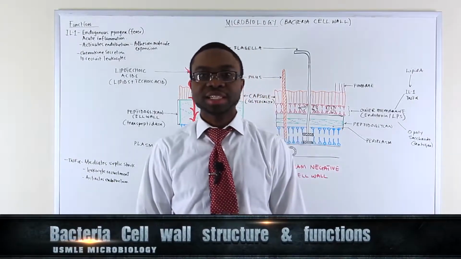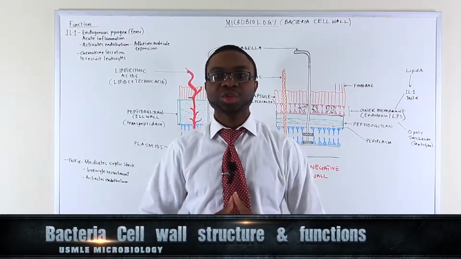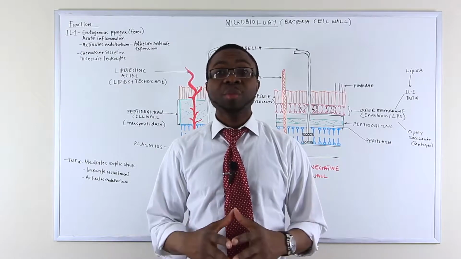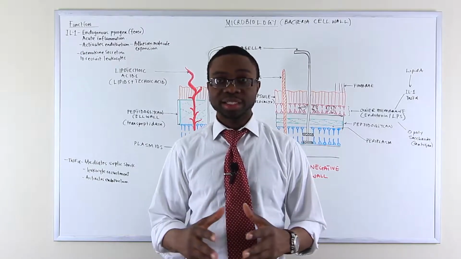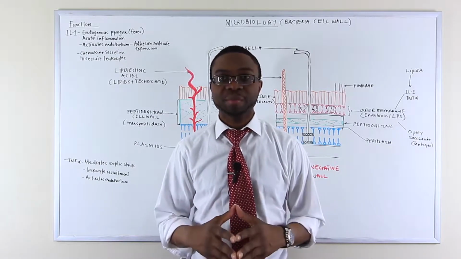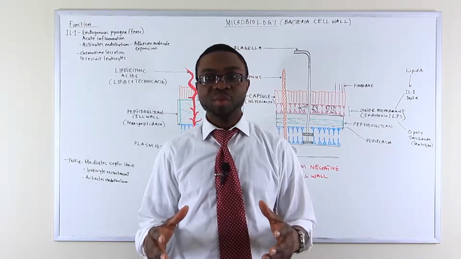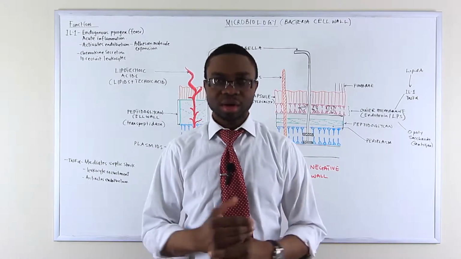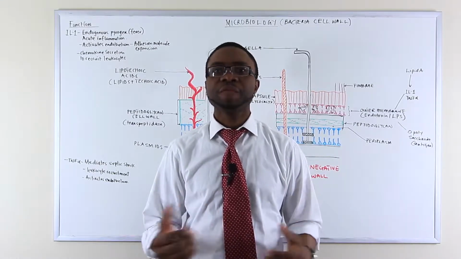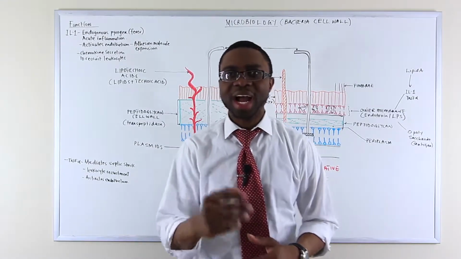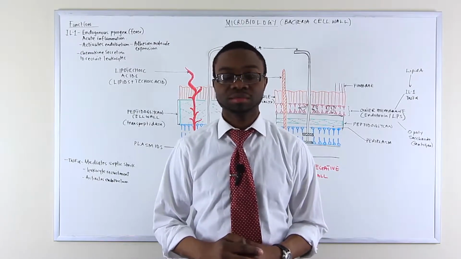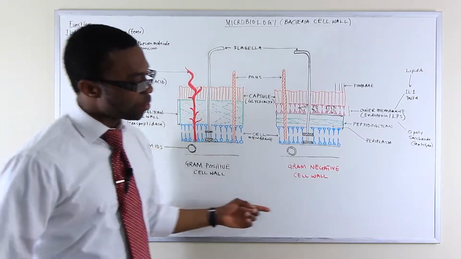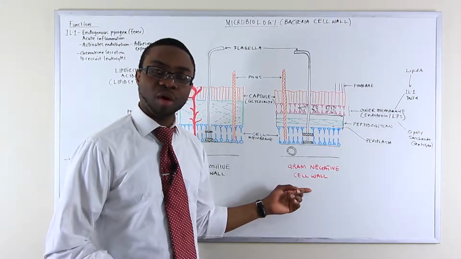Today we shall be discussing the basic structure of the bacterial cell wall. Now, what are the components that you need to know for the board exam? There's about 10 parts of the bacteria that are very important and determine whether and how a bacteria functions. But first of all, we have two kinds of bacterial cell wall. We have a gram-positive cell wall and we have a gram-negative cell wall.